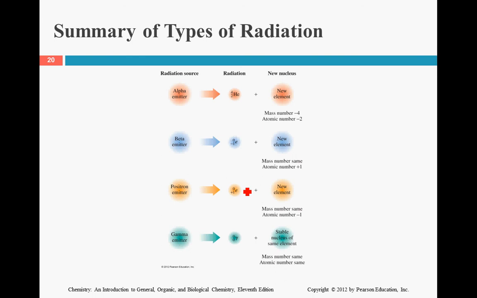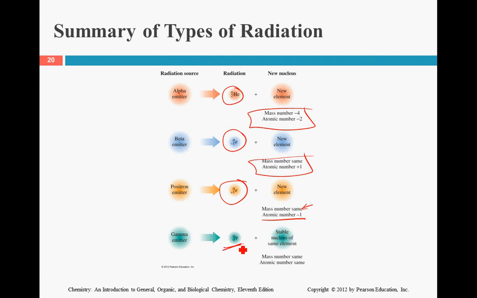So a summary of the types of radiation, once again: alpha, 4/2 helium, and it changes into a new element. Beta, 0/-1, changes the atomic number, the mass number stays the same. Positron, 0/+1, once again mass number stays the same, atomic number changes. And then gamma, there is no change in either of them, but it's more stable because it's giving off the extra energy.